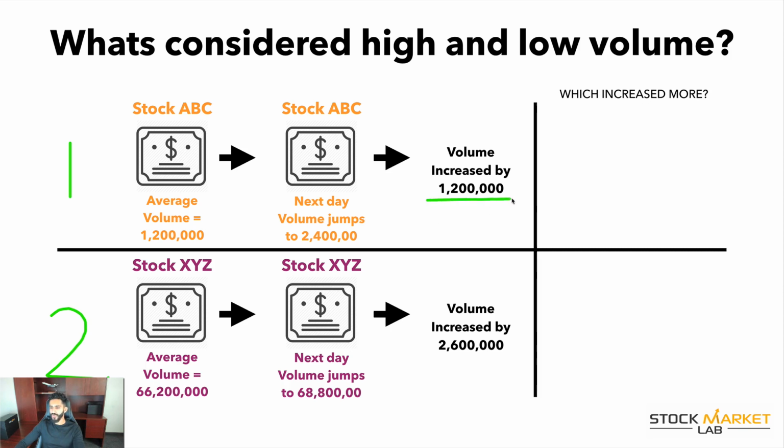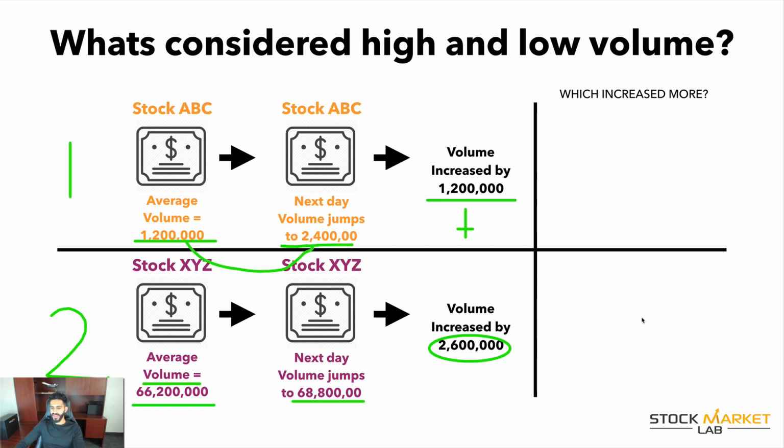One jumped up by 1.2 million. Average volume was 1.2 million and it jumped to 2.4 million. So the total increase was 1.2. And in example two, 66 million was the average and it jumped to 68 million, basically jumped by 2.6 million for the day. Which one increased more?